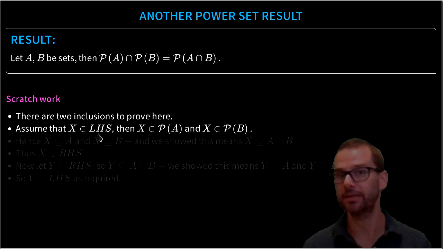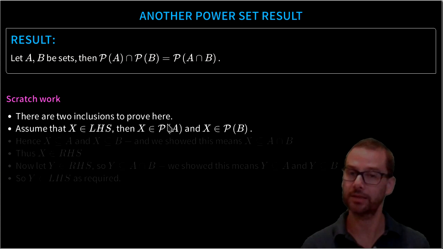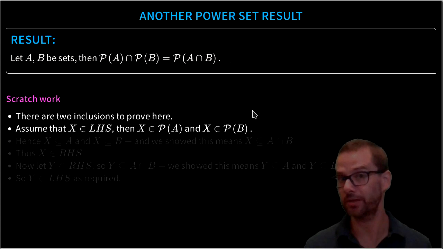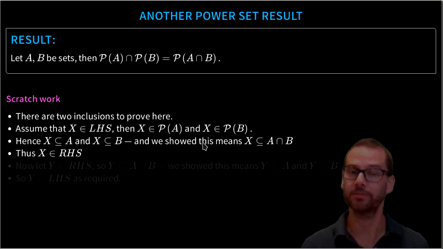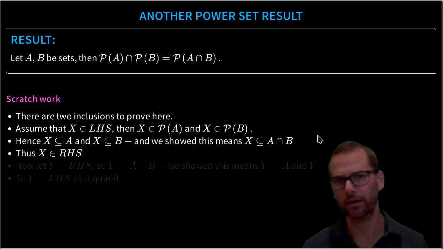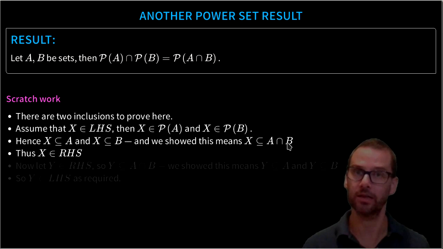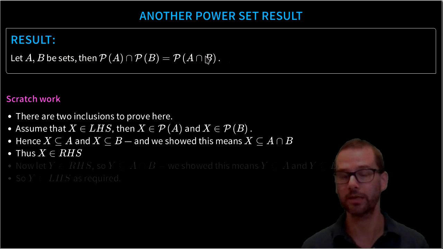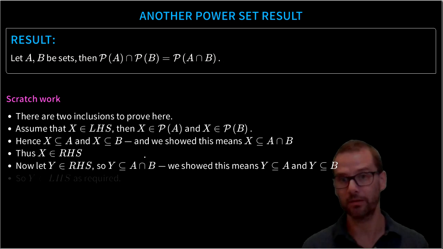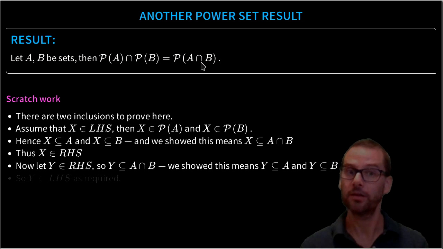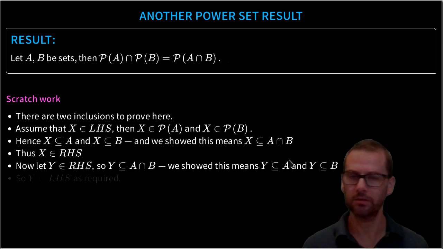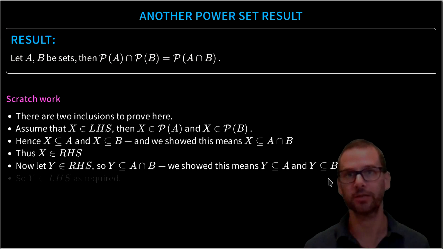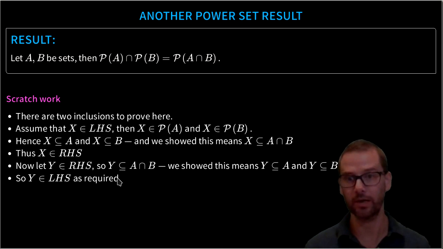So let's assume that X is in the left-hand side. Then we know that X is in the power set of A and X is in the power set of B. And that's enough to tell us that X is a subset of A and a subset of B. And again, we showed just a few slides back, that means X is a subset of the intersection of A and B, which means it's in the right-hand side. Now, if we let Y be in the right-hand side, then we showed previously that Y is a subset of the intersection, which means it's a subset of the first set and a subset of the second set, and that's enough to tell us that it's in the left-hand side, which is what we required.